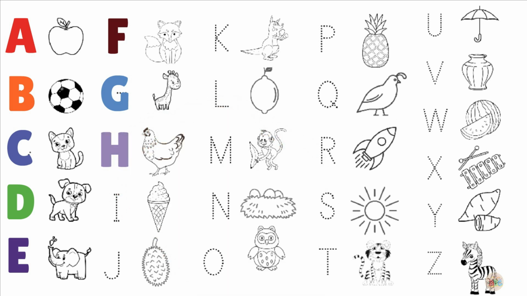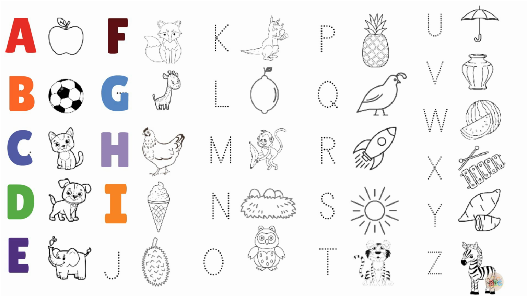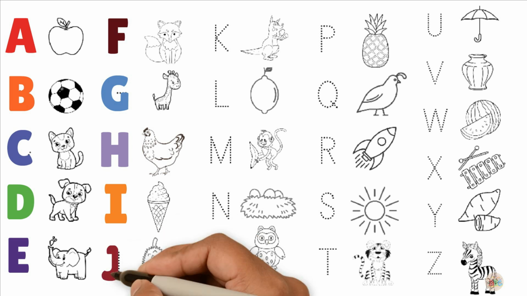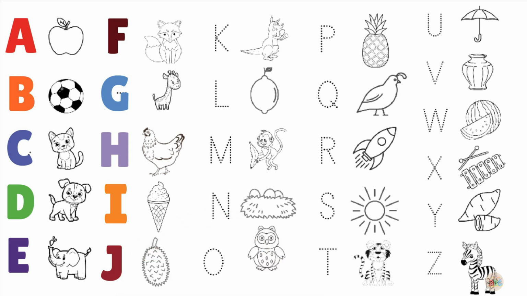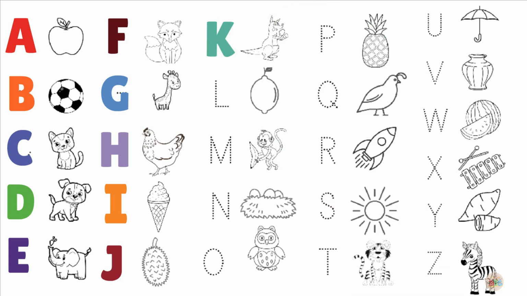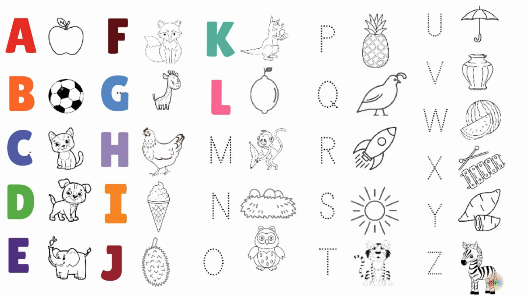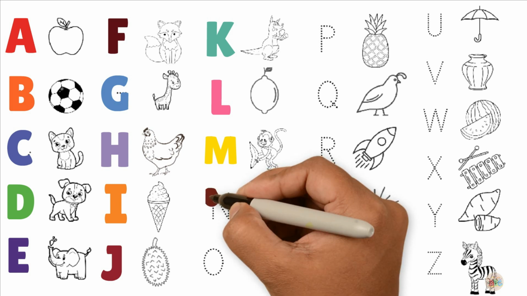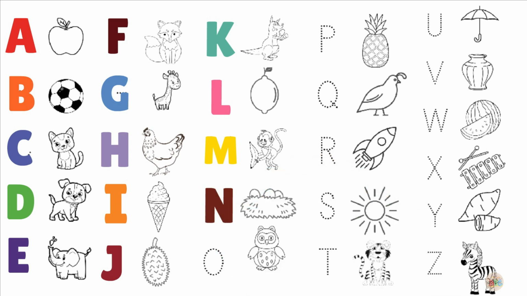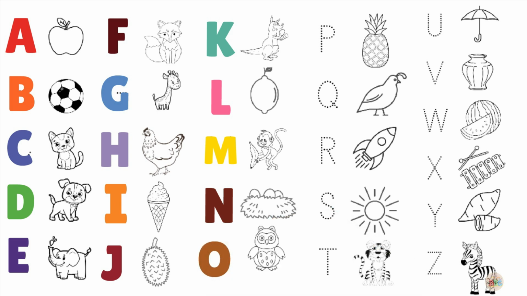H. H is for hen. I. I is for ice cream. J. J is for jackfruit. K. K is for kangaroo. L. L is for lemon. M. M is for monkey. N. N is for nest. O. O is for owl.